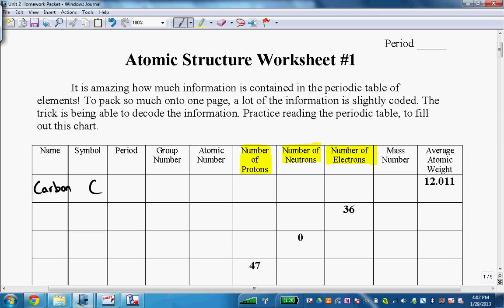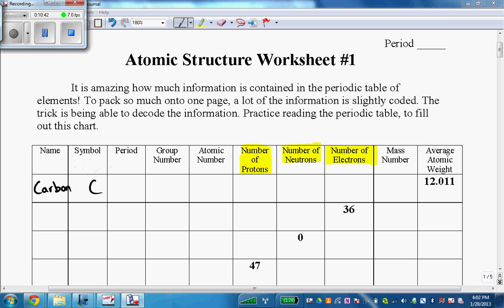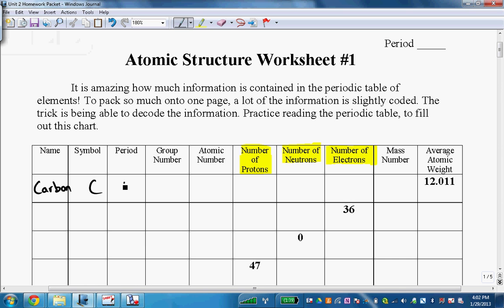Symbol is C. We see that the period is number 14. It's in the 14th row. Sorry, back it up. It's in the second period. It's the second row down. 14th group number, 14th column. The atomic number is 6, which is always the same as the number of protons. So we've got all that information just by finding it on the periodic table.